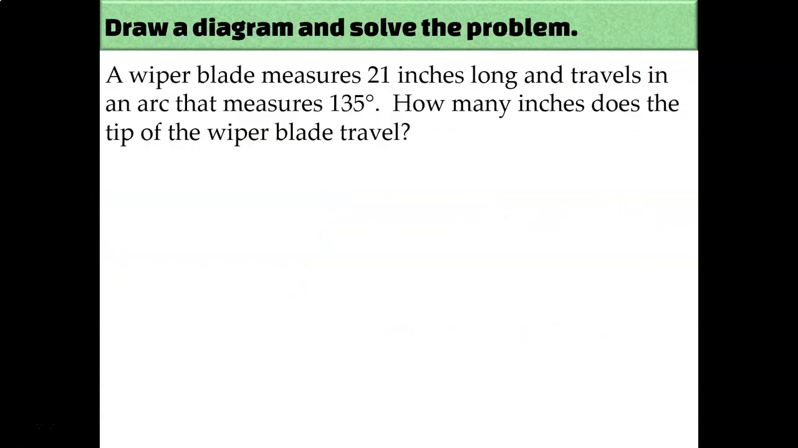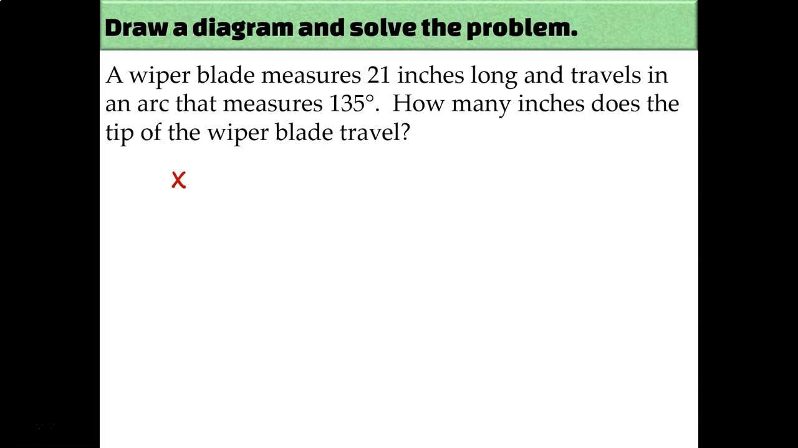So let's apply this knowledge to a couple of word problems. A wiper blade measures 21 inches long and travels in an arc that measures 135 degrees. So how many inches does the tip of the wiper blade travel? Well, x is going to be what we're solving for. That's the length of the arc. The wiper blade is the radius of this circle.